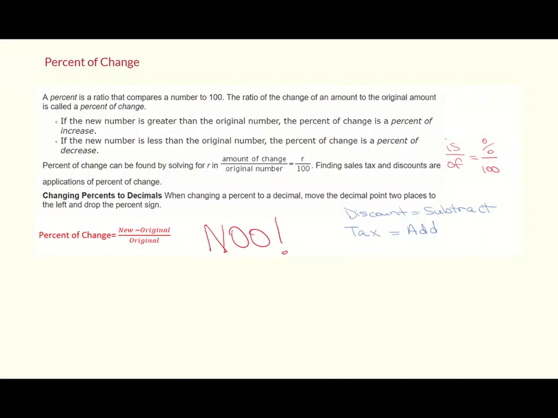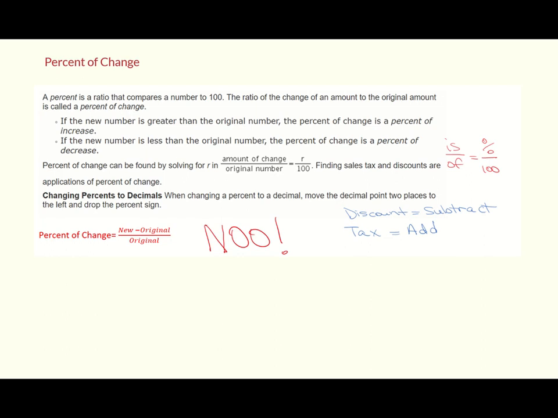In this section, we're going to be talking about the percent of change. You can pause this right now and read it all. The percent of change formula is new minus original over original, or NO for short. We try to remind students of that.